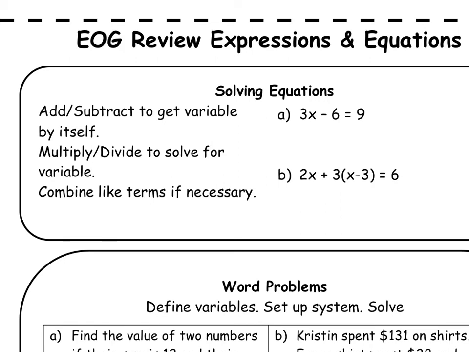So this shouldn't need review, but we'll go over it anyway. So when you're solving equations, basically you're undoing operations. So the first thing you want to do is undo addition and subtraction, then multiply or divide and combine like terms. But before you do any of this, make sure to see if you have to distribute like in question B. So go ahead and solve questions A and B, pause the video, and check your answers.